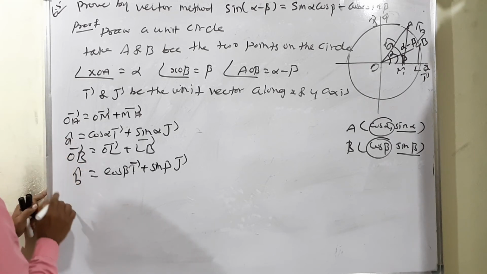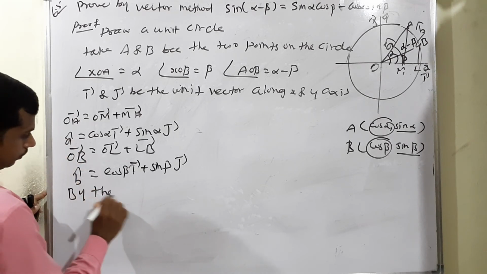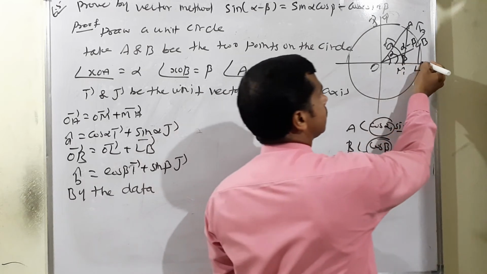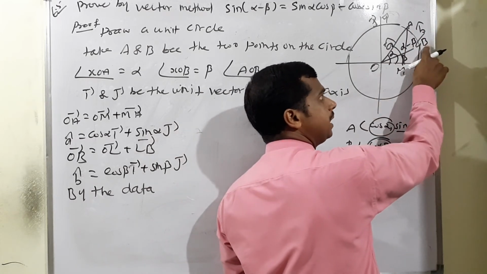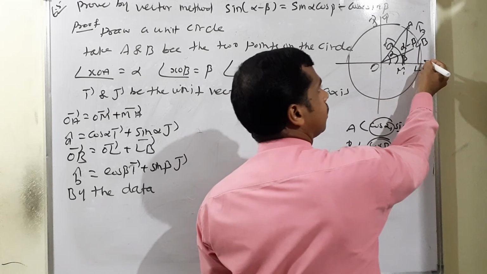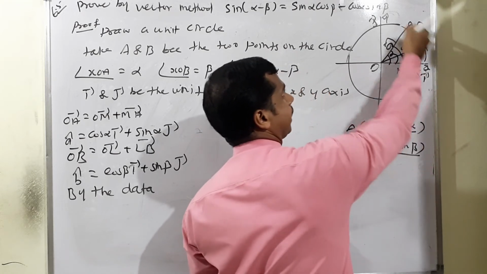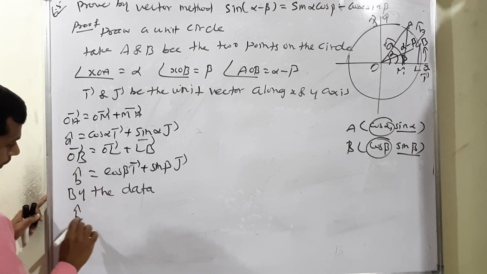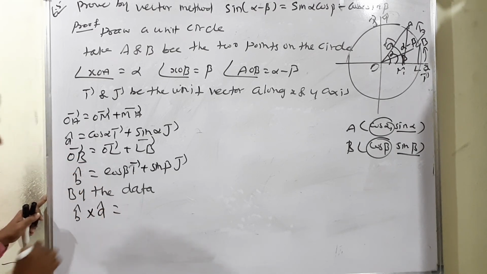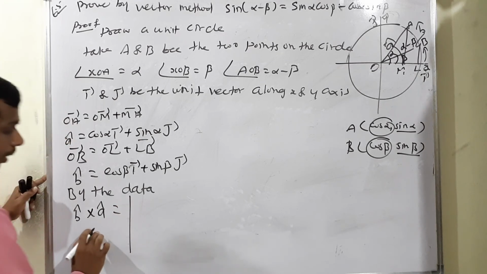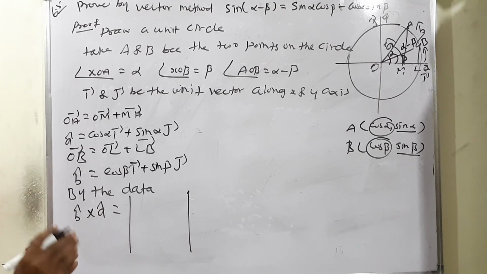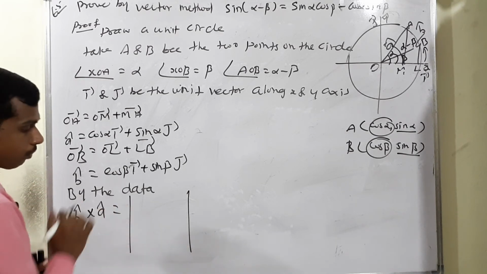Now by the data, what will happen? Consider this anti-clockwise direction, starting with B, isn't it? So starting with B to A. Anti-clockwise direction B to A means we have to write B first. So B cap cross A cap. Already we know the cross product means we have to take the modulus form. Last year you also studied this, and now you have to learn it again. Cross means we have to consider the determinant.